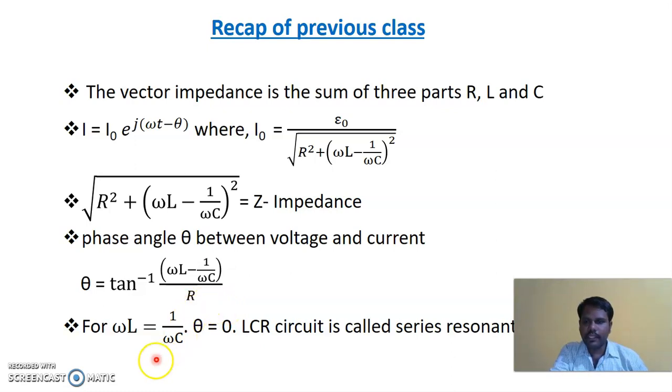In case 3, we have learned when omega L is equal to 1 over omega C, substituting the value in this expression, we will get Z is equal to R. Then it acts as a pure resistance circuit. Then the phase difference between current and voltage is theta is equal to 0. That is called a series resonant circuit.